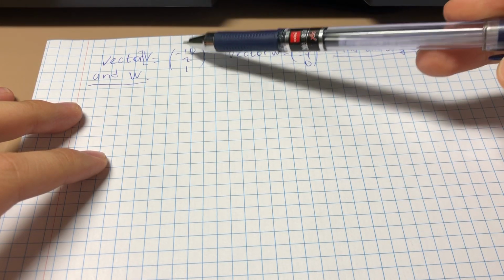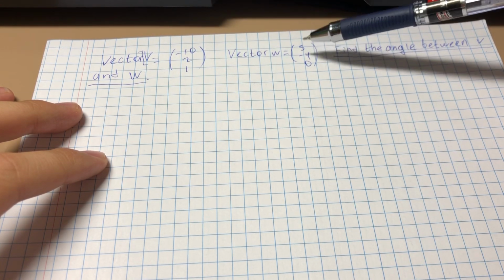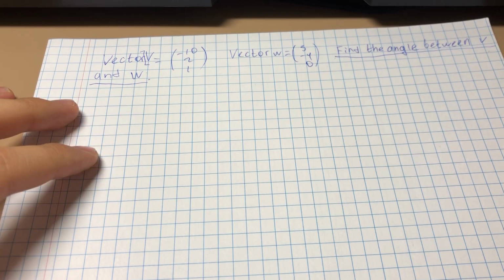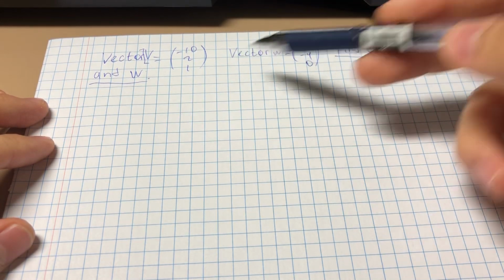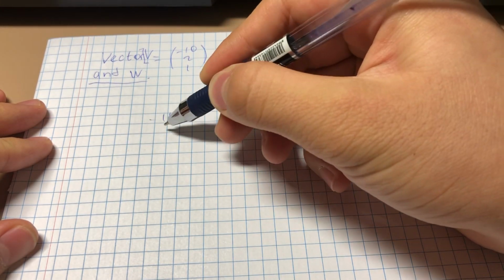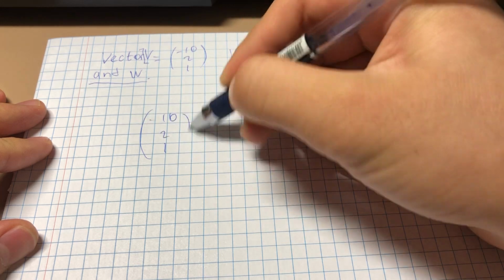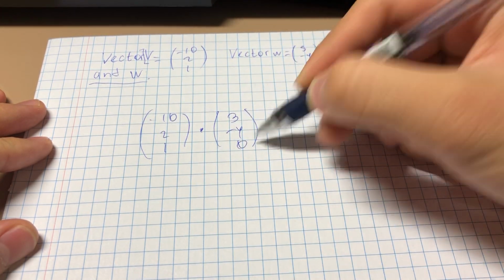So the vector v is (-10, 2, 1). Vector w is (3, -4, 0). So first of all, what we should find is the product of these two vectors. It's (-10, 2, 1) multiplied by (3, -4, 0).